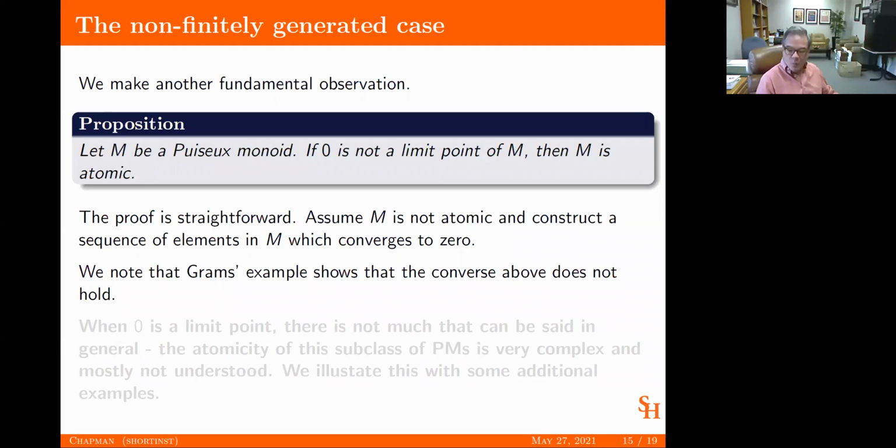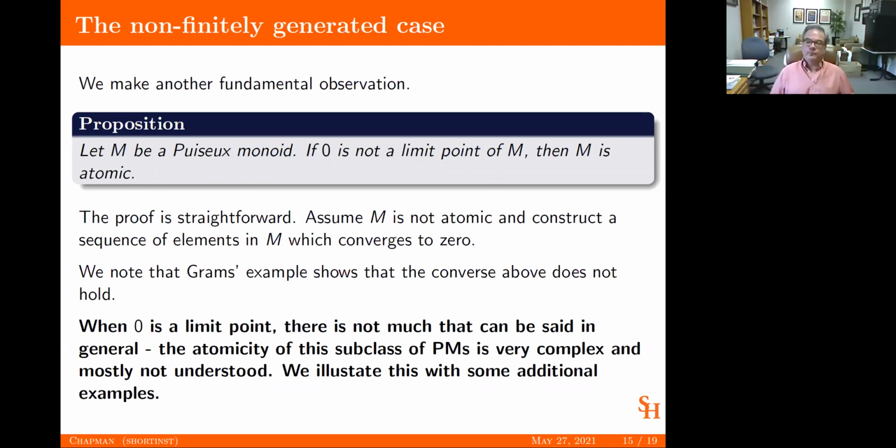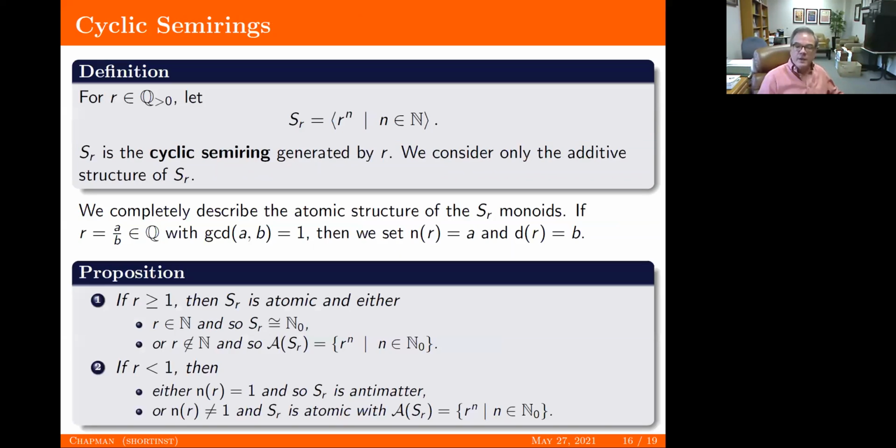So when 0 is a limit point, there's not much that can be said in general right now about the atomic property. The atomicity of this subclass of Puiseux monoids is very complex, and it's not understood very well. And I'm going to try to illustrate this with some additional examples.